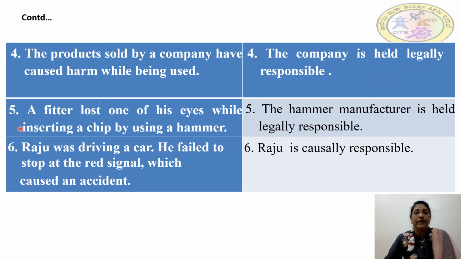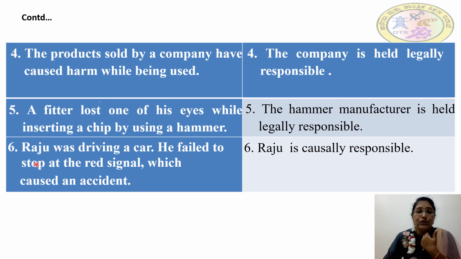Okay. Next, fifth one. A fitter lost one of his eyes while inserting a chip by using a hammer. So in the mechanical industry, the fitter has lost his eye when he is inserting a chip. So who is responsible? What type of responsibility is it? The hammer manufacturer is held legally responsible. The company that manufactures the hammer has legal responsibility. So they have to fight for that.